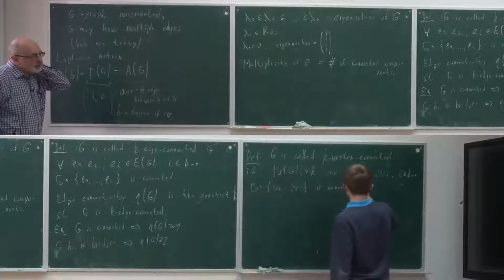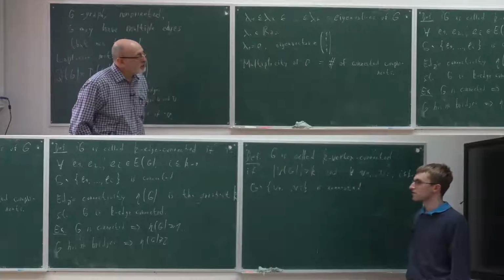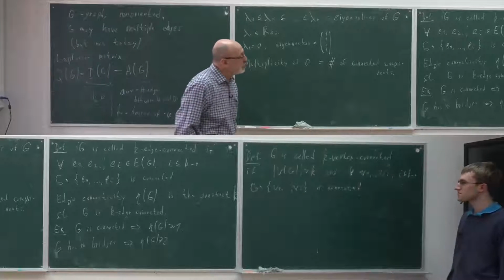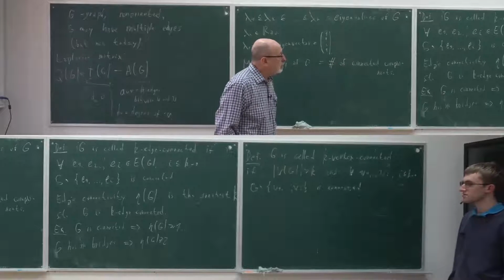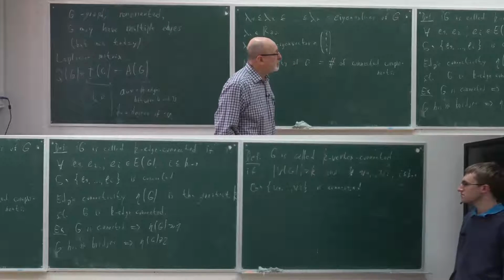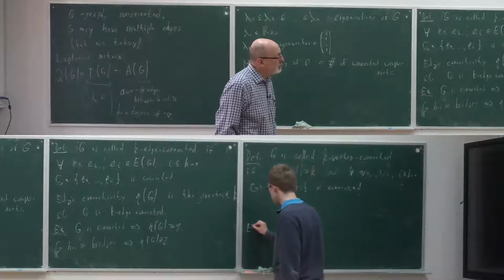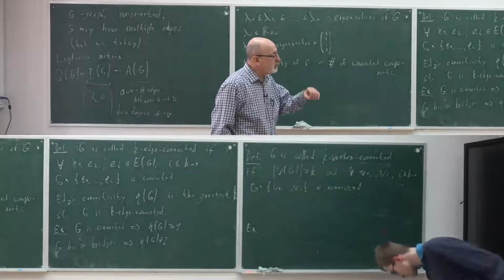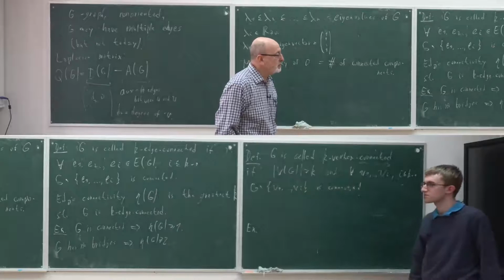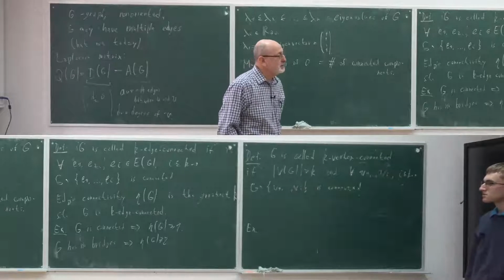Okay, but in these definitions we see the difference between edges and vertices, because when we remove edges from a graph, all the vertices are preserved, while if we remove a vertex, then we also remove all the edges that are incident to this vertex.